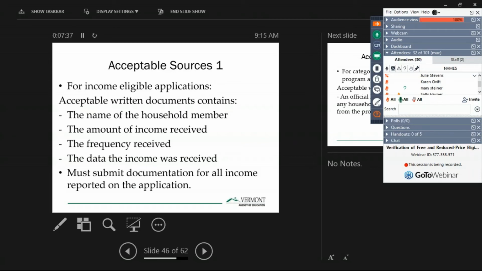This is one of the things that we see a lot when we're conducting administrative reviews and looking at verification, is that households will often only submit like one household member's backup documentation, but on their application they reported two different household members' income information. So both of those need to be validated. Most often what we see in this scenario is some kind of pay stub or paycheck that shows what they're receiving.